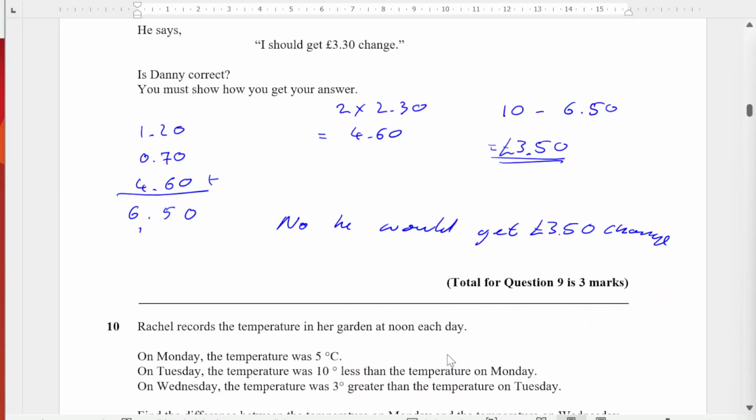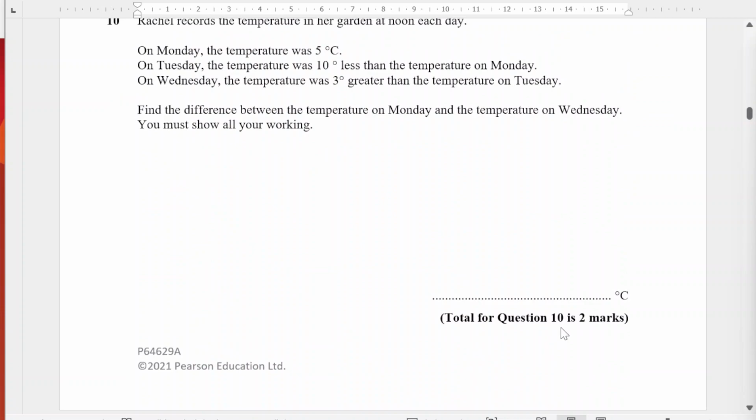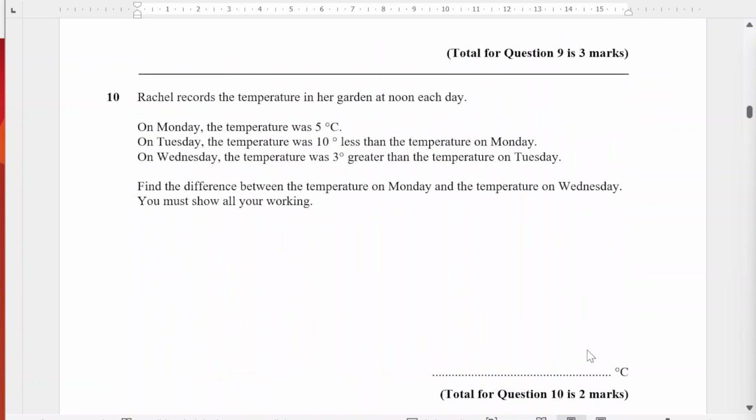Okay, question 10. Rachel records the temperature in her garden at noon each day. On Monday, the temperature was 5 degrees C. On Tuesday, the temperature was 10 degrees less than the temperature on Monday. On Wednesday, the temperature was 3 degrees greater than the temperature on Monday. Find the difference between the temperature on Monday and the temperature on Wednesday.